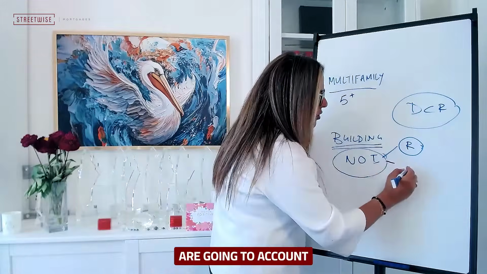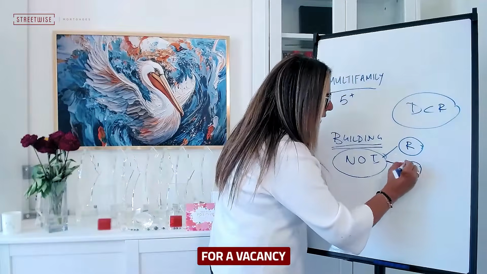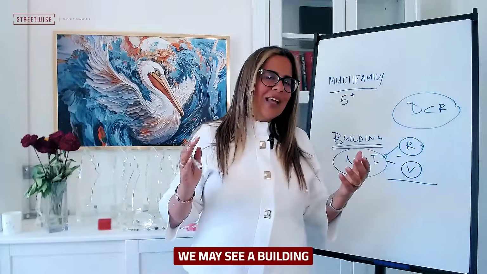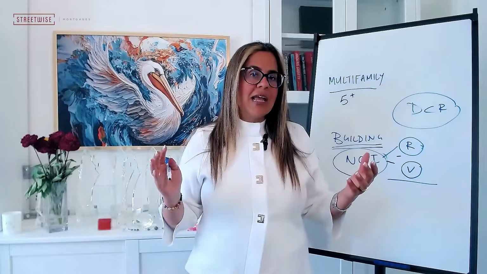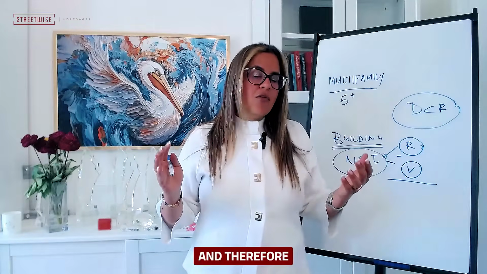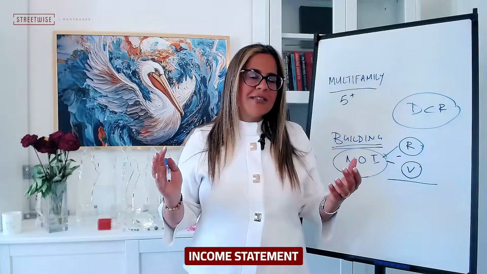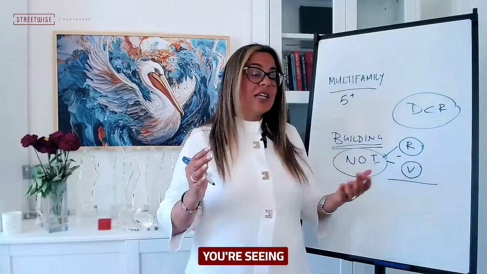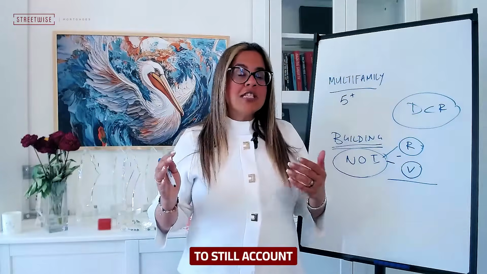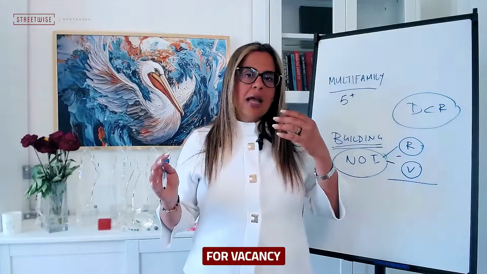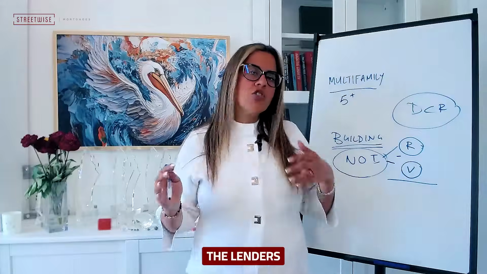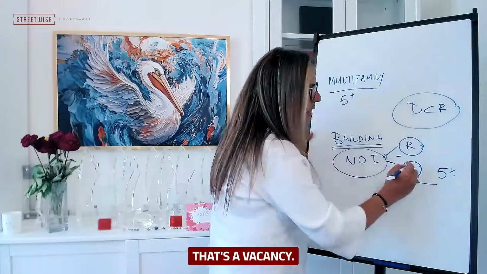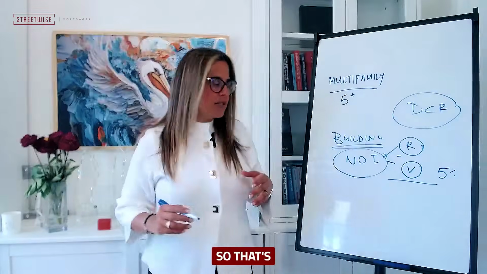Then the lenders are going to account for a vacancy allowance. On some of the listings, you may see a building that hasn't had any vacancies, and therefore on the income and expense statement you're receiving from the realtor or through the listing, you're seeing a zero. I invite you to still account for vacancy allowances. The lenders will generally take 5% of the rents as a vacancy allowance.